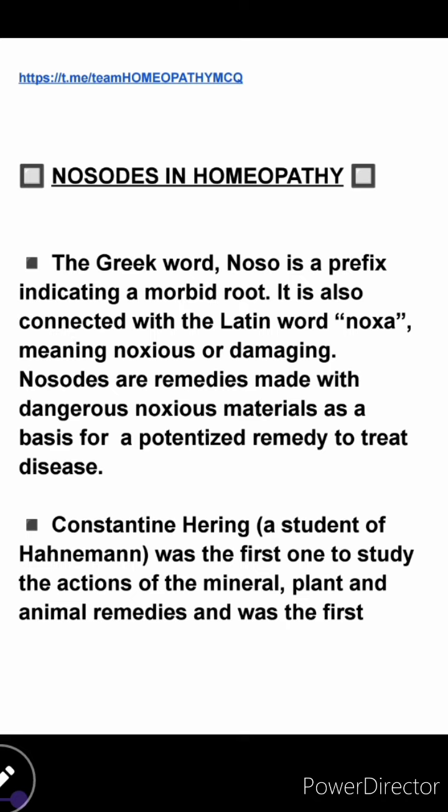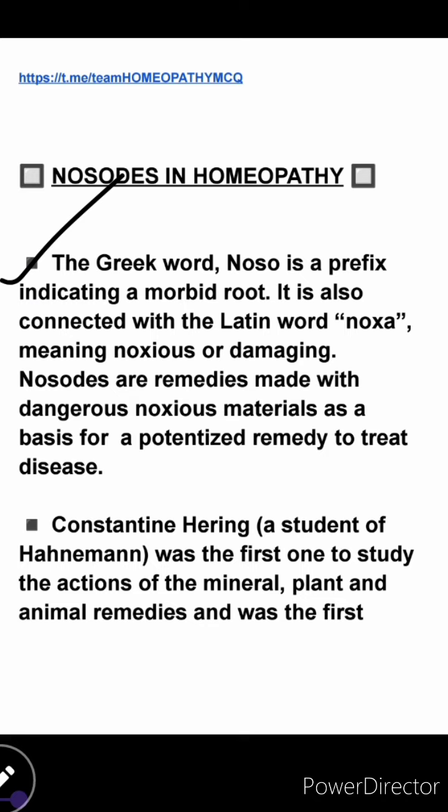Constantine Hering was the first one to collect the mineral and animal remedies. He was the first person to test animal poison and nosodes on human beings. The nosode is a very important remedy.